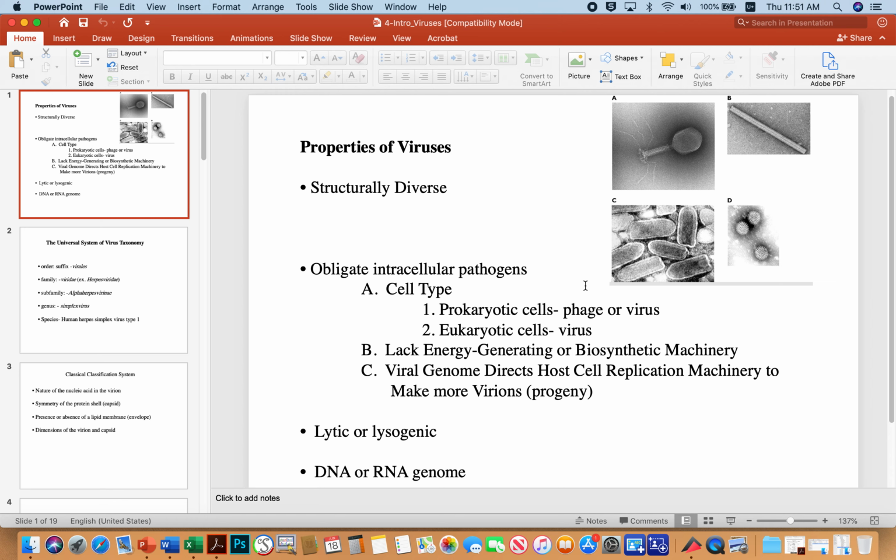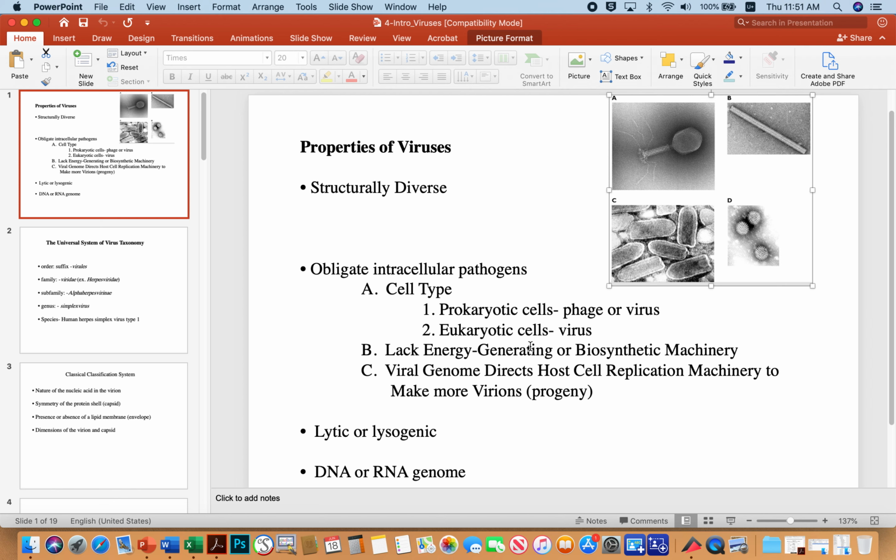As a general rule, they're all obligate intracellular pathogens. They can infect both prokaryotic and eukaryotic cells, and so obviously prokaryotic viruses are referred to as phage, and they often look like this. They have a capsid and then a tail, and then many of them have tail fibers which allow them to bind to bacterial surface receptors. And then, of course, the eukaryotic viruses we just refer to as virus. We definitely don't call them phage.